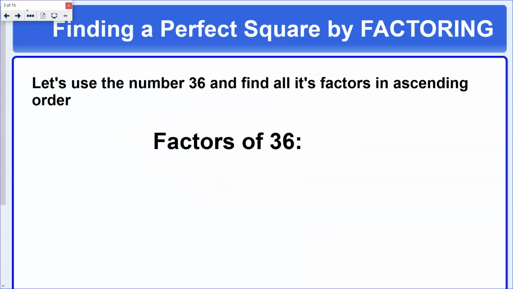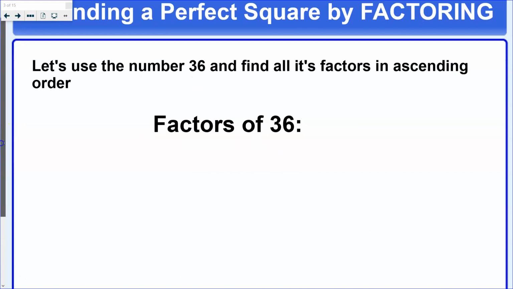So let's use the number 36. This is another way to find if it's a perfect square or not, is by doing factoring. So I want this in ascending order, which means from smallest to greatest. And here we go. I'm going to write 1, 36. I don't know how many are going to be in between, so I'm separating them pretty far here.